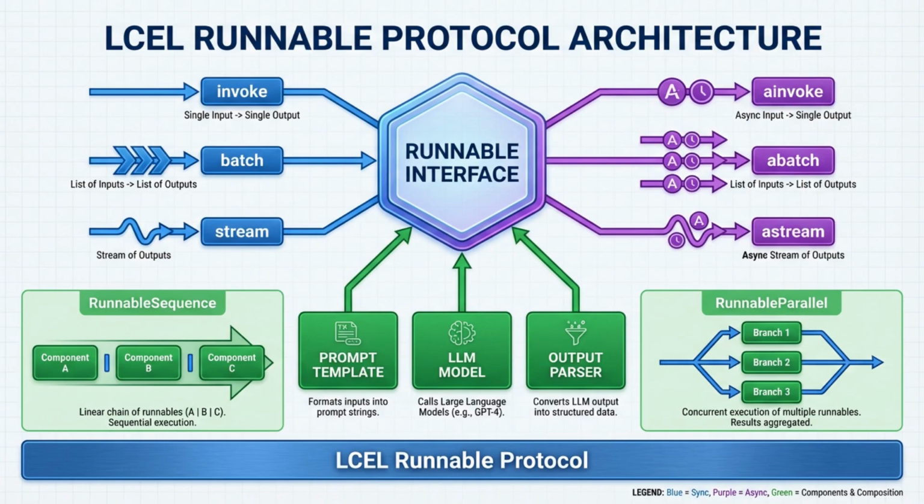Let me show you something most developers miss entirely. That pipe operator you've been using, it's not just syntactic sugar. It's the visible edge of something much more powerful, the Runnable Protocol. Look at the center. This hexagon represents the language that every LangChain component speaks. And it gives you 6 core methods organized in 3 pairs, each solving a different production problem.